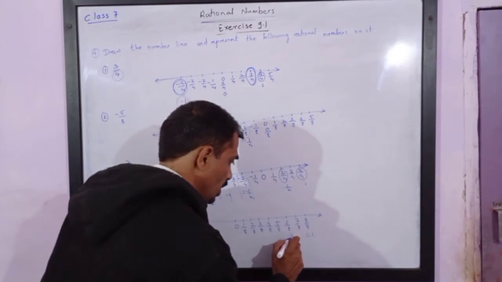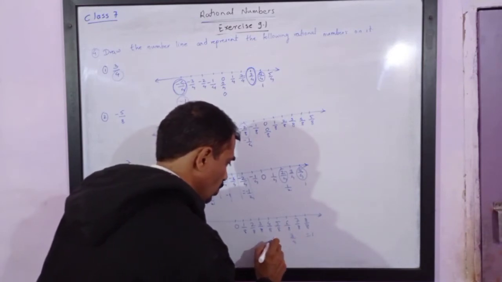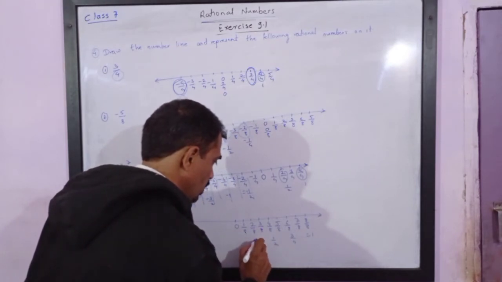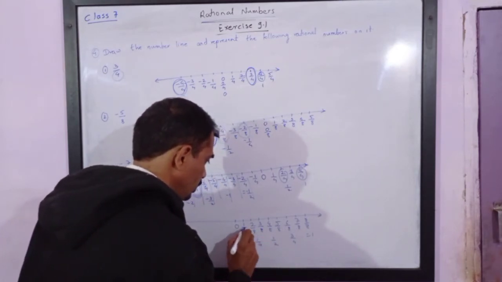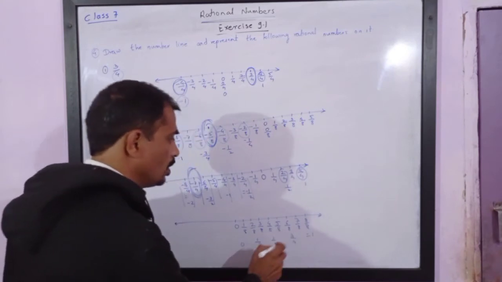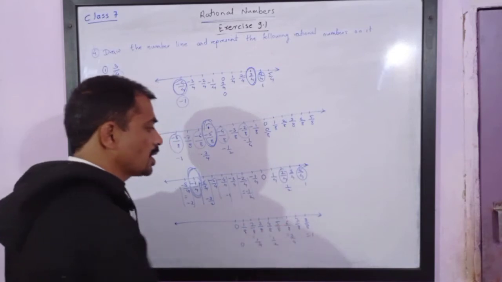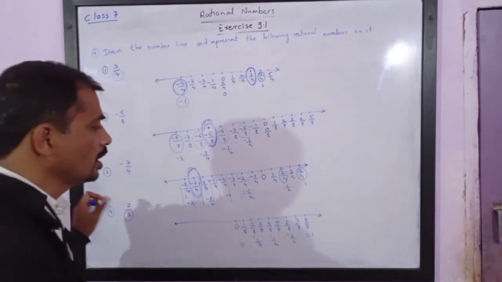6 upon 8 is 3 upon 4. 4 upon 8 is 1 upon 2. 2 upon 8 is 1 upon 4. And 0 is 0. So some of the numbers can be written again in standard form. We are asked to plot 7 upon 8.